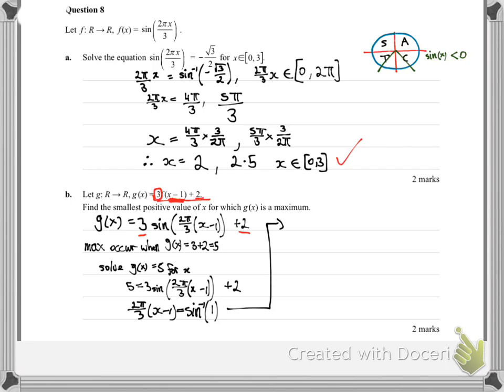Now we subtract 2 and divide by 3, and it is equal to 1. So the inverse sine of 1, and that is pi on 2. Okay, now let's transpose and solve for x, and there it is, we get 7/4.